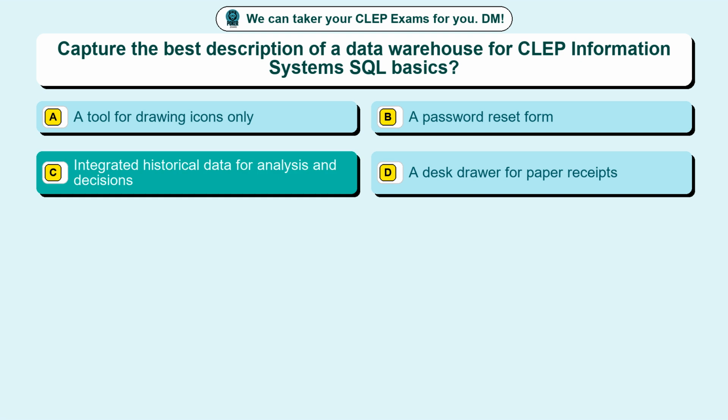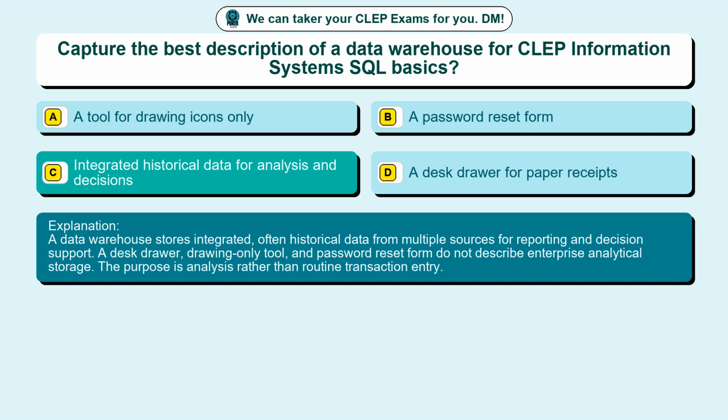The correct answer is option C. Integrated historical data for analysis and decisions. A data warehouse stores integrated, often historical data from multiple sources for reporting and decision support. A desk drawer, drawing-only tool, and password reset form do not describe enterprise analytical storage. The purpose is analysis rather than routine transaction entry.